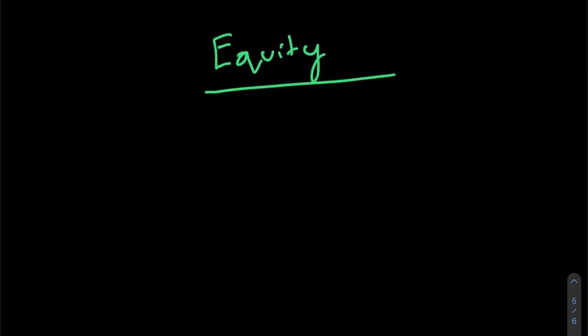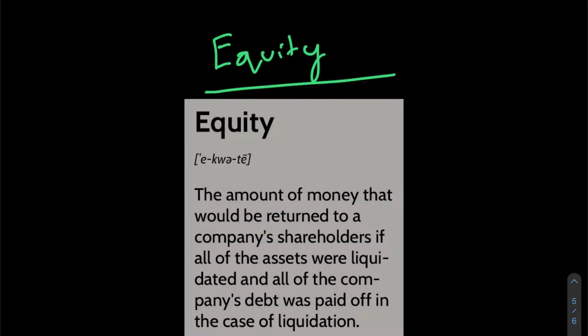Now, there's a few different ways to define equity, and they're all kind of complicated, so it's easier understood with examples, but we'll go through the definitions first. So one of the definitions is this: it's the amount of money that would be returned to a company's shareholders or owners if all of the assets were liquidated or sold and all of the company's debt was paid off.